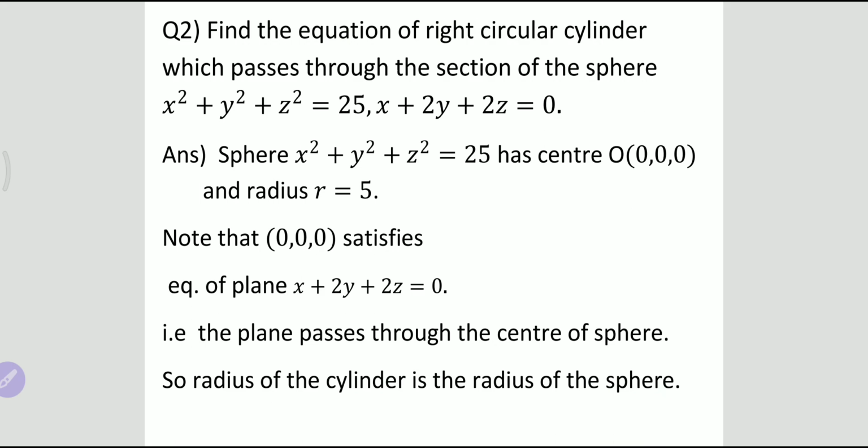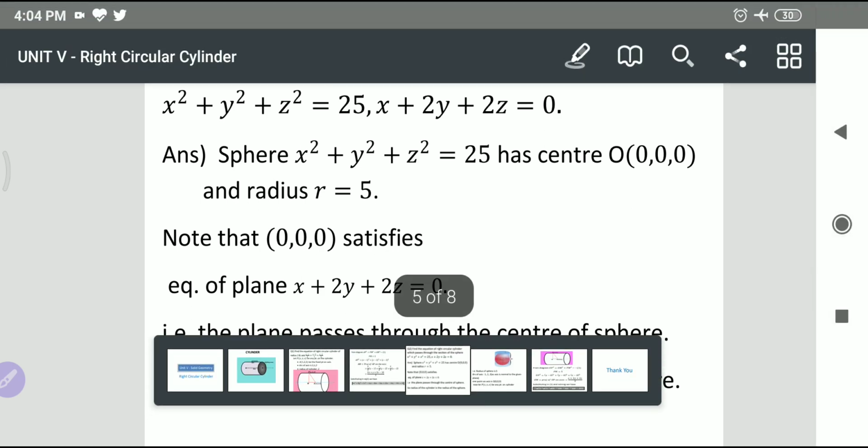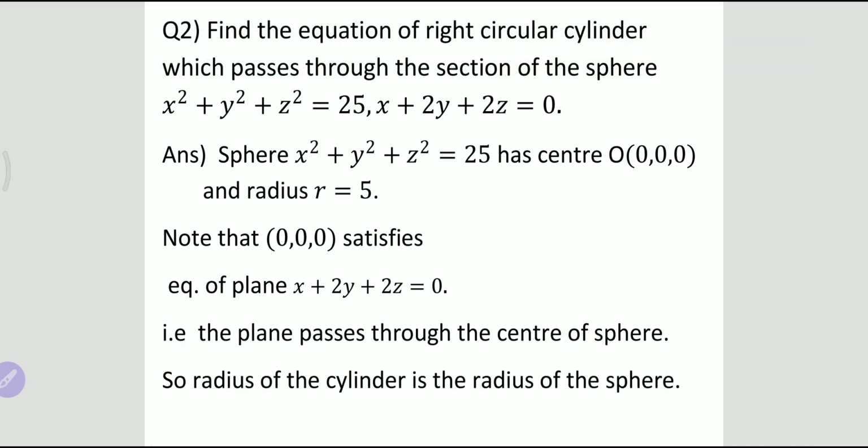So if you have ax plus by plus cz plus d as the equation of the plane, then A, B, C are nothing but the DRs of the normal to that plane. So here 1, 2, 2 are the DRs of the normal to the plane. So now let us see how to solve this. So what we are having? So we are having a sphere x square plus y square plus z square equal to 25. So as I told you, this is nothing but a sphere whose center is at 0, 0, 0 and radius as 5.